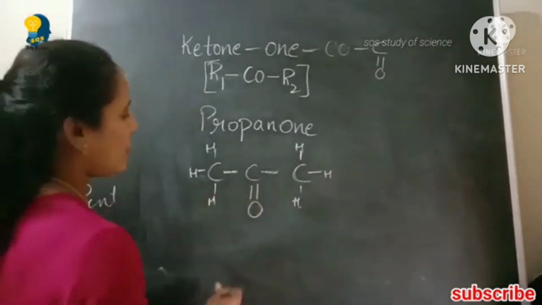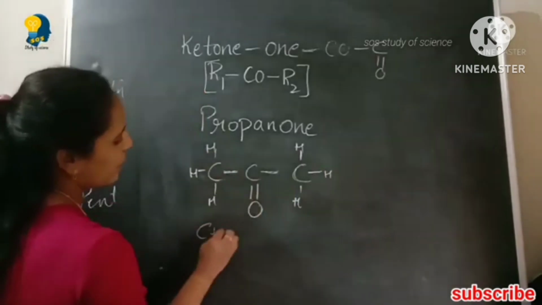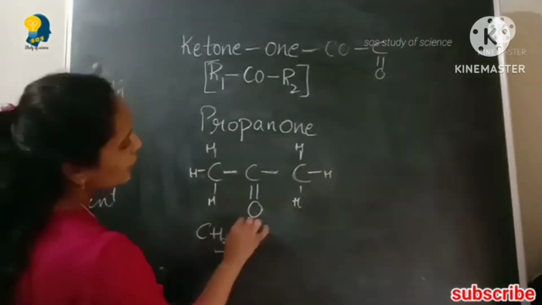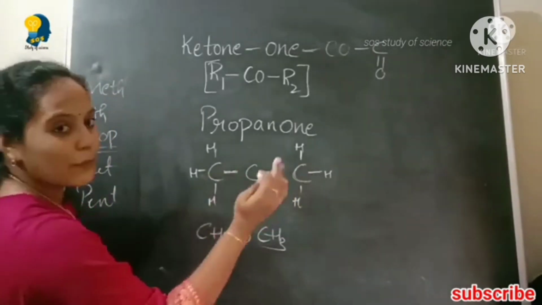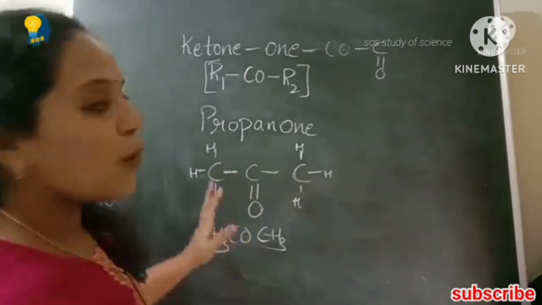Okay, how to write the formula now? See, CH3, CO, CH3. Simple, guys. Very simple. Or you can add these two and keep the functional group. Okay, so this is also correct.